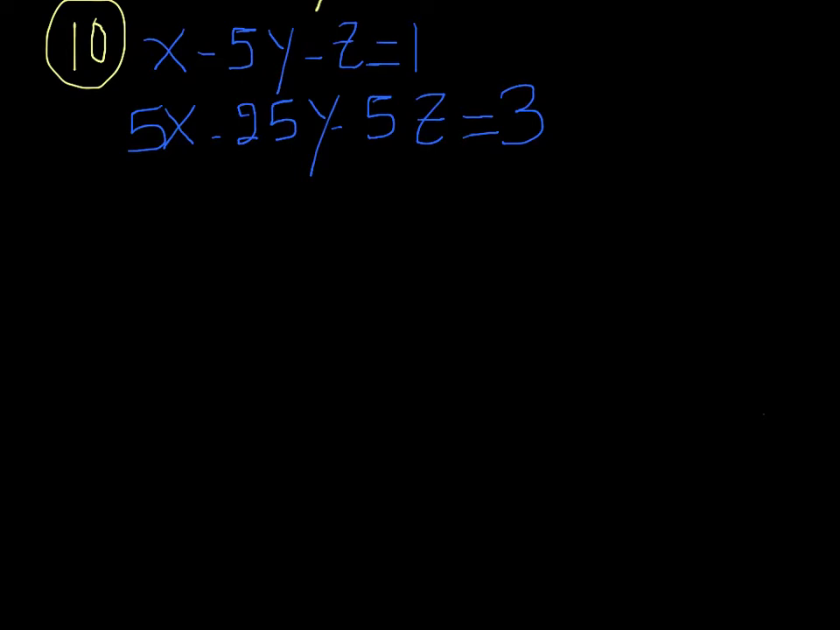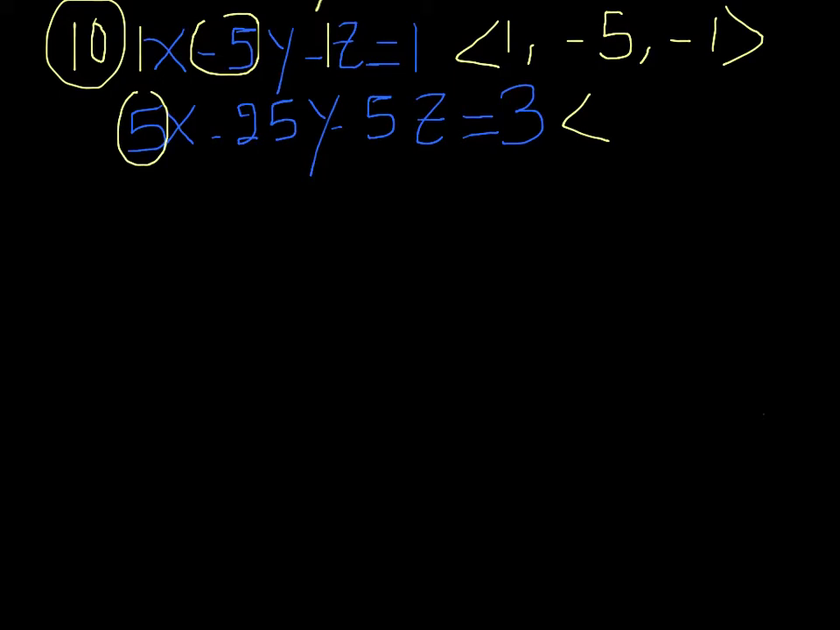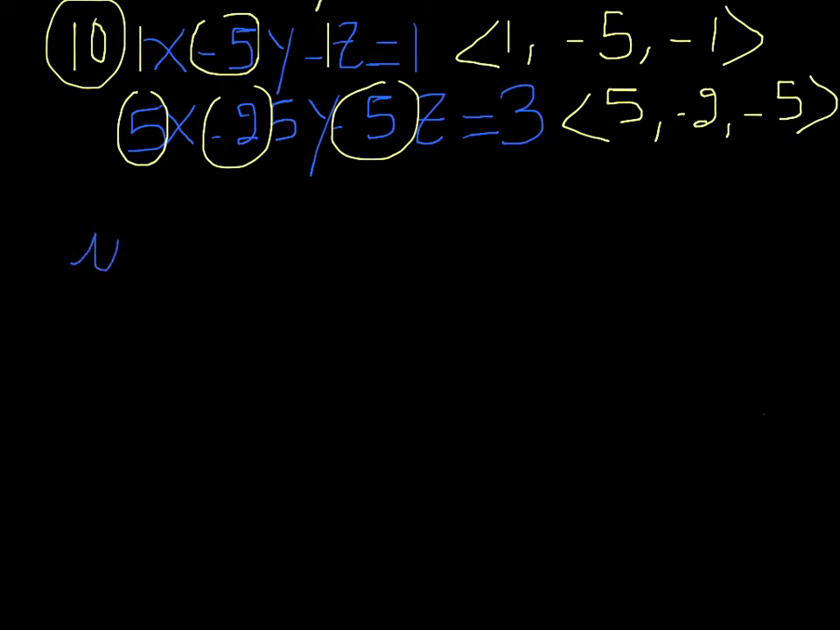We wanted to check to see if those two planes are parallel, perpendicular, or neither. I want you to look at the first equation of the plane. Pick a vector perpendicular to the plane, and that vector is going to be 1, negative 5, negative 1. For the second plane, we're going to pick a perpendicular vector, which is going to be negative 5, negative 2, negative 5. We want to test these two vectors and check to see if they're parallel, perpendicular, or neither. The first thing I want to do is the dot product to see if they're perpendicular, orthogonal.